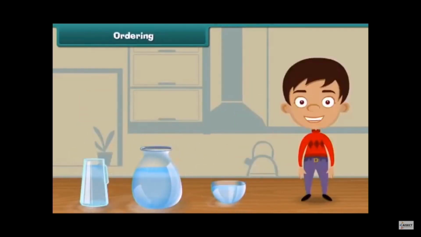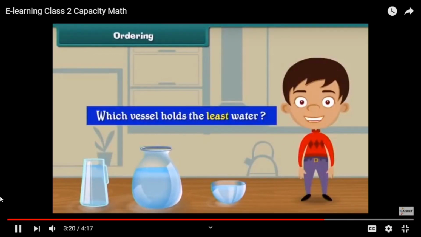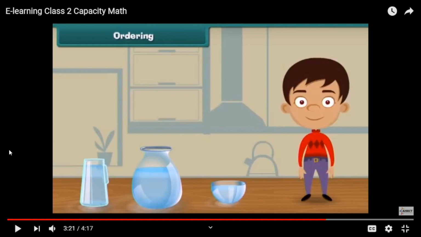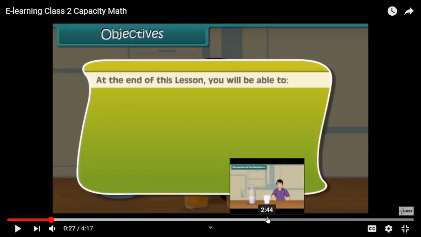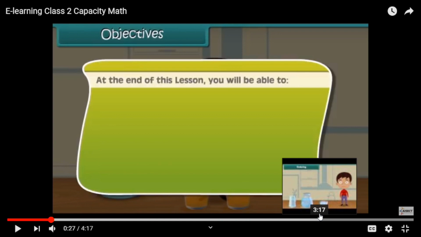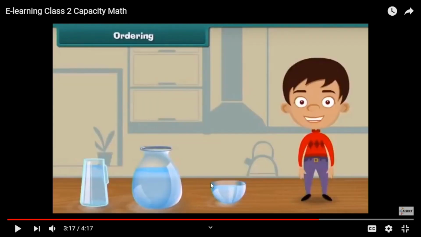Friends, we have 3 different vessels. Which vessel holds the least water? Which one? So we will call them 1, 2, and 3. Which one do we think holds the least? 3. And then which one holds the second least? This one? I think 3 holds the least, then 1, and then what's the biggest? 2. So let's see. So we'll go 3, 1, 2. Okay? Vessels.